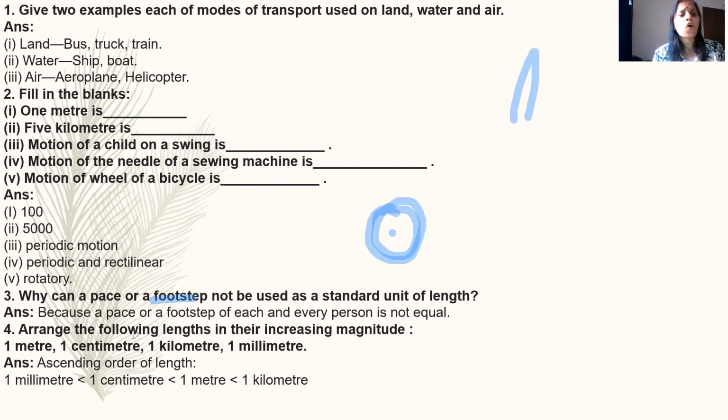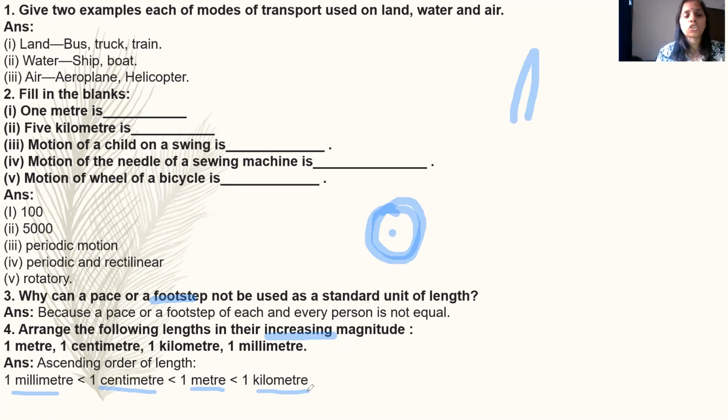Next, arrange the following lengths in their increasing order. What do you understand by the word increasing? Increasing means shorter to more. So what comes first? The millimeter, then comes centimeter, then comes meter and at last comes kilometer. Millimeter is smaller than centimeter, centimeter is smaller than meter and meter is smaller than kilometer.